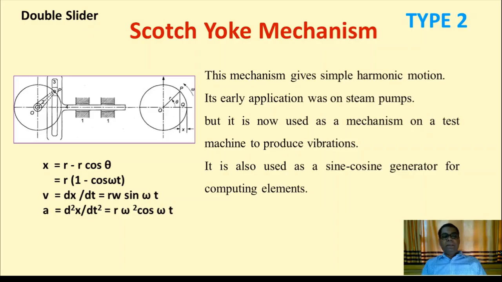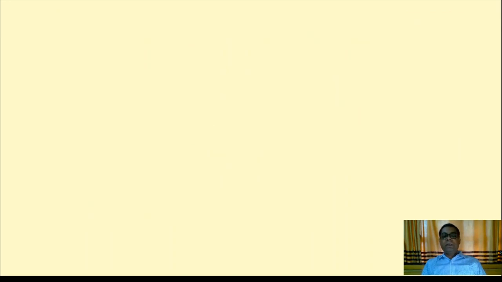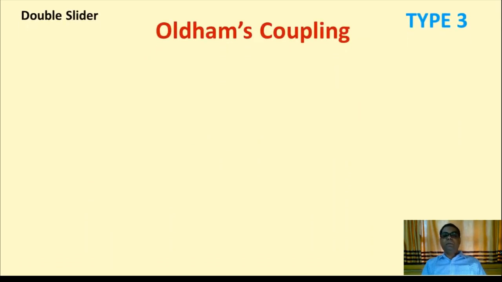Now over here we see that x equals r minus r cos theta, or r into 1 minus cos omega t. So velocity v equals dx/dt, that is r omega sin omega t, and acceleration a equals d2x/dt squared, which equals r omega squared cos omega t. So this is the simple situation that we get for simple harmonic motion.